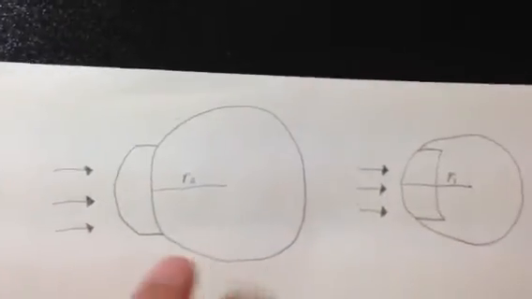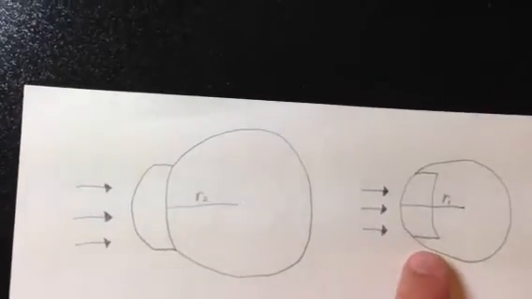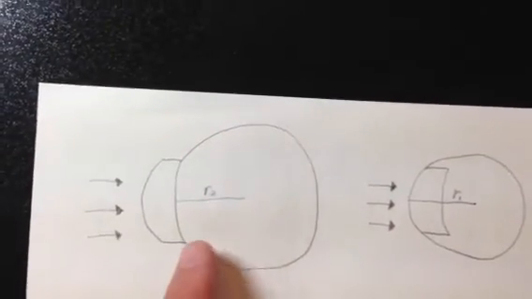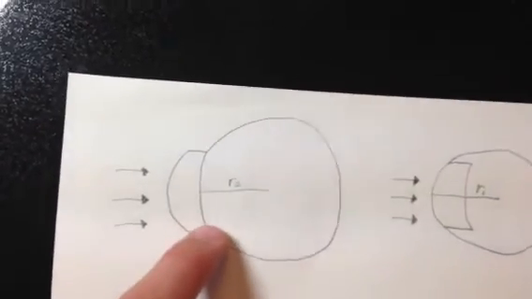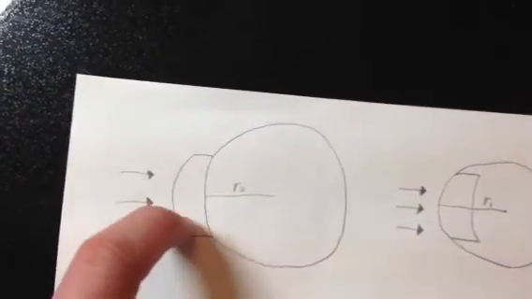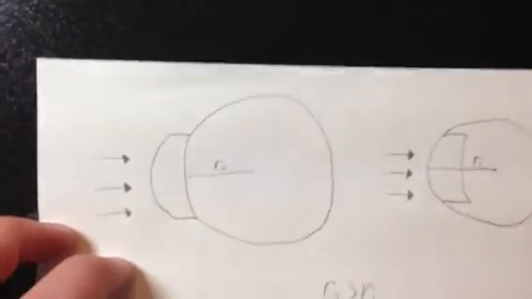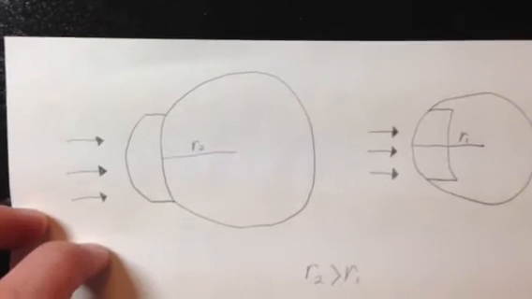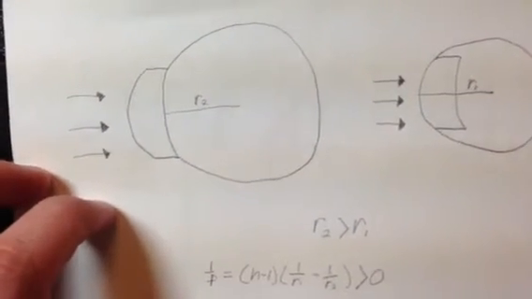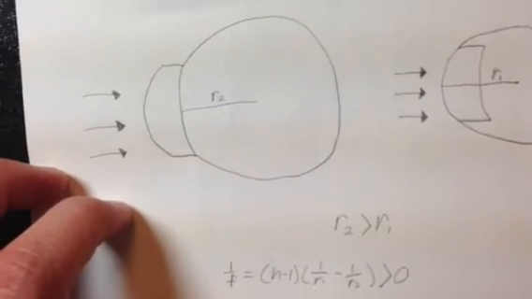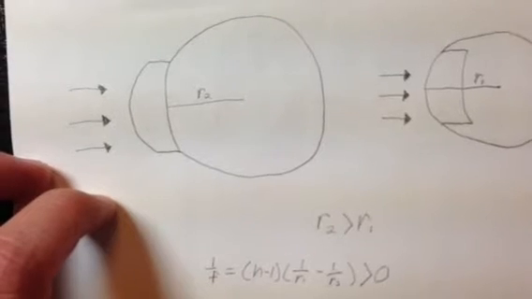As you can see here, the light is coming into the lens as shown earlier, and you can also see that R2 is larger than R1 because its curve is not as deep as the one on the outside. And so once you know that R2 is larger than R1, you can use this formula and solve for the focal length, and you can see that the focal length is greater than 0.